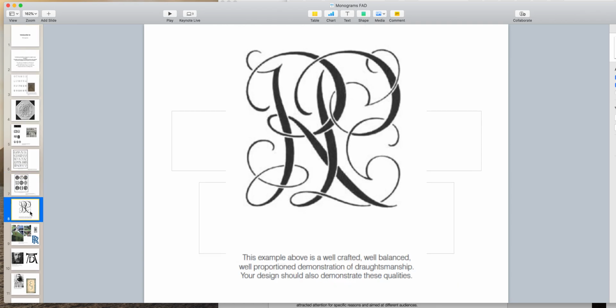Again, this example is well crafted. It's well balanced as well, using a square area, but you can't see that it's a square because it's not been drawn in, but you know it's there. If you squint your eyes, I can see you all doing it, you'll notice that there is a square. There we go.